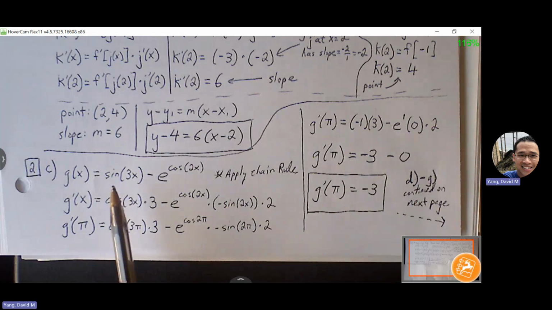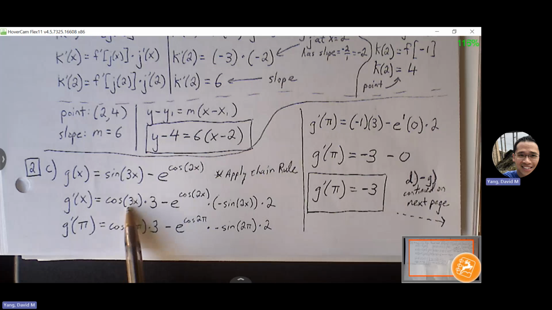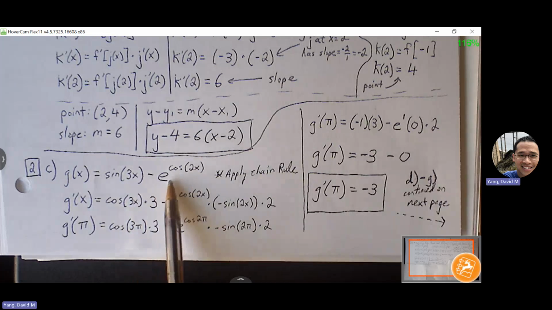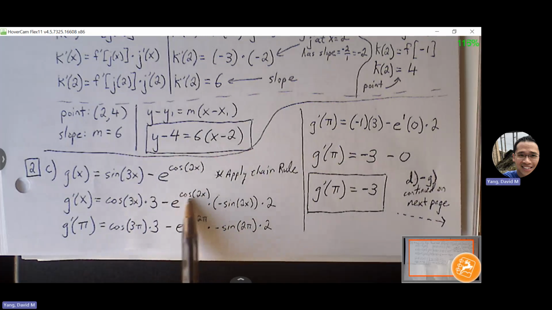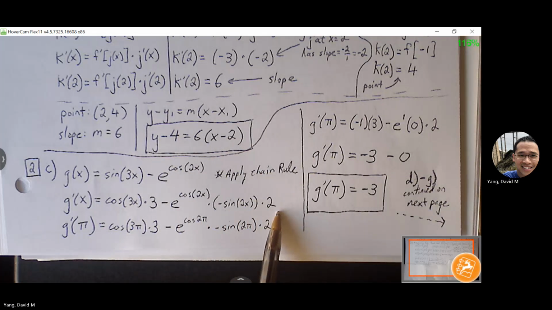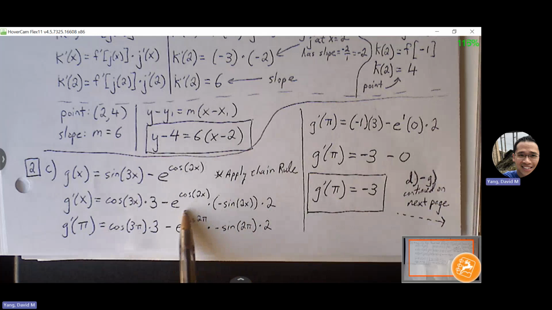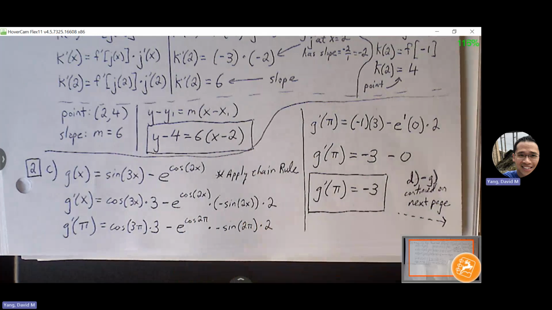Okay, so just running through the rules here, sine of u becomes cosine of u times u prime. E to the u becomes e to the u times u prime. And cosine of u's derivative is negative sine of u times u prime. So a lot of this is nested chain rule with that second set of terms. Once you get to the derivative, replace every x with pi, and you're just trying to get it all down to a numeric value, get all the trig resolved to the ratio values, and then see how far you can go in terms of cleaning it up.